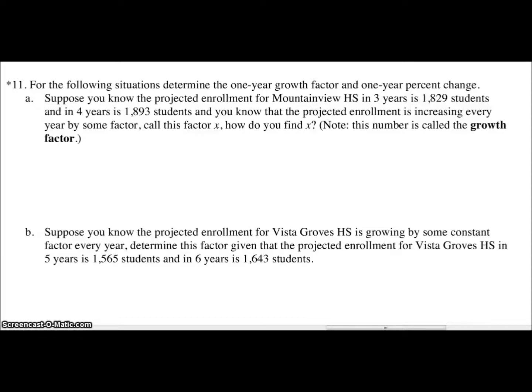Suppose you know the projected enrollment for Mountain View High School in 3 years is 1,829 students, and in 4 years is 1,893 students. And you know the projected enrollment is increasing every year by some factor. Call this factor x. How do you find x? This number is called the growth factor.